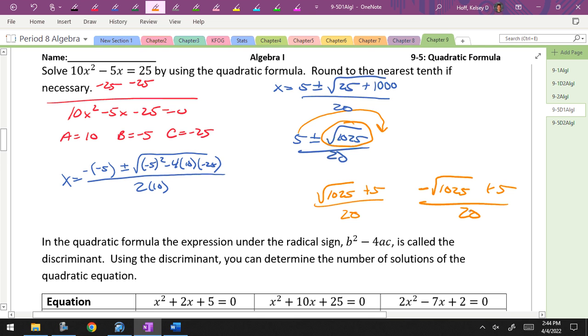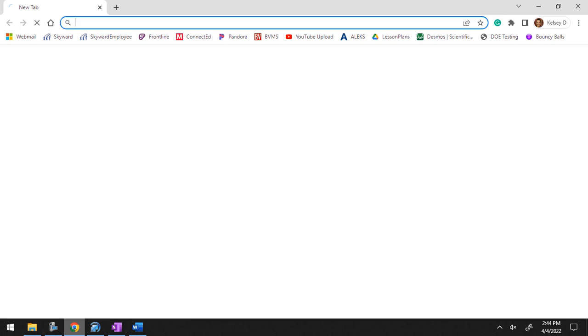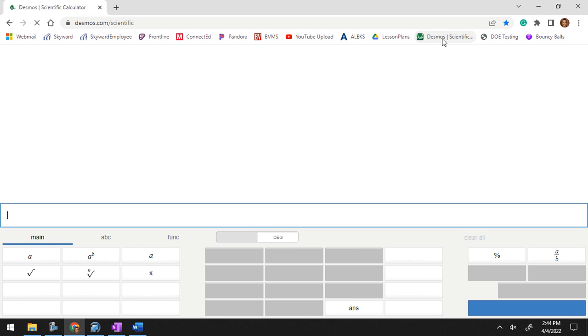Now, how did I know to add 5? Because the 5 is positive, right? The 5 out front is positive. Okay, now, I am not going to lie to you. I like the Desmos calculator better than anybody's calculator in this room. I think it's a lot easier to see what you're doing. You're free to use your calculator, but I think the Desmos one is way simpler.